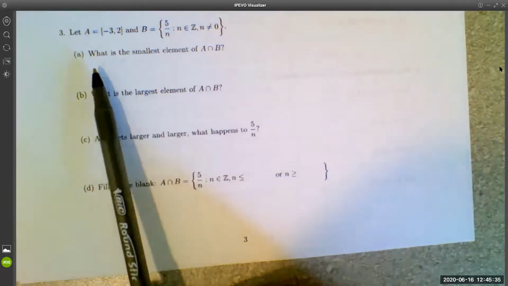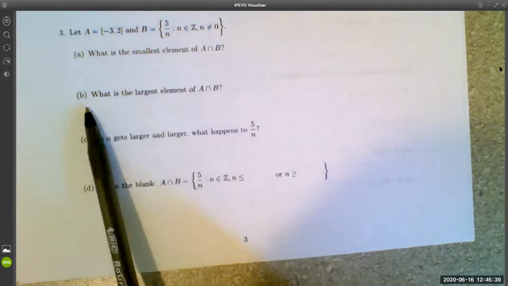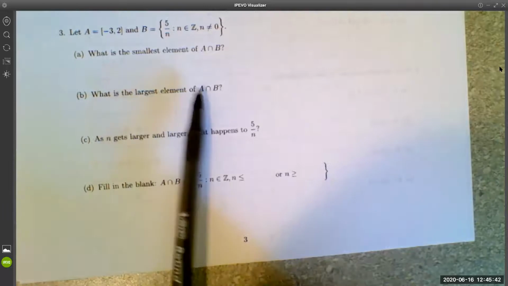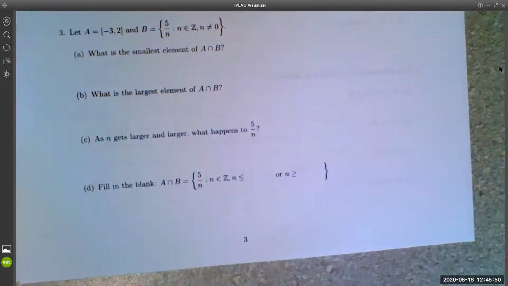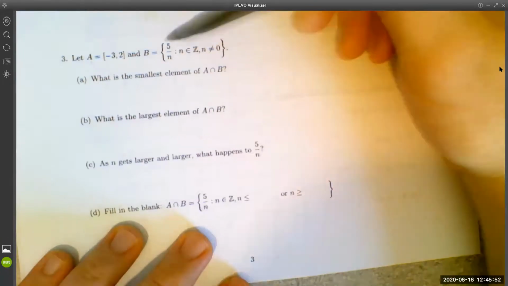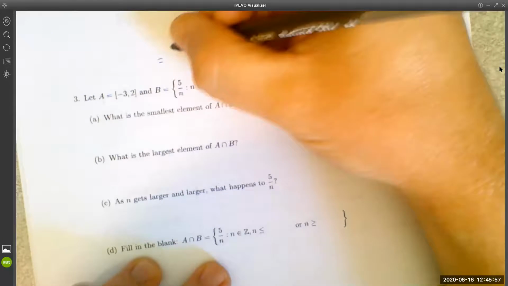Part A asks us for the smallest element of A intersect B. And part B asks us for the largest element of A intersect B, so smallest and largest. So I guess we should look at what A intersect B looks like. And in order to do that, I'm going to start off by figuring out what B looks like. So B is kind of an interesting set. Let's think about this.